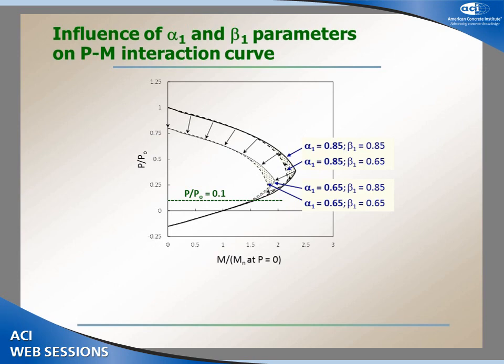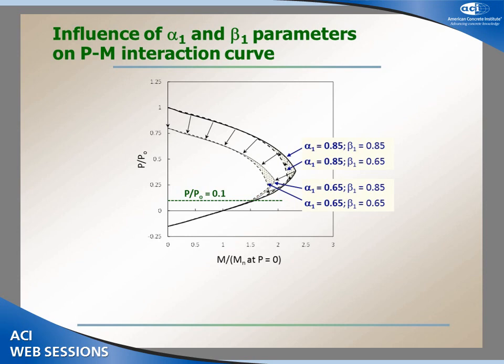The top two curves present the cases where the same alpha 1 parameter of 0.85 is used, but with different beta 1 parameters. Basically, the reduction of the beta 1 parameter only influences the interaction curve around the balanced load regions. When the axial load is small, or when the axial load is very large, there is no influence on the PM interaction curve due to the change of the beta 1 parameter.